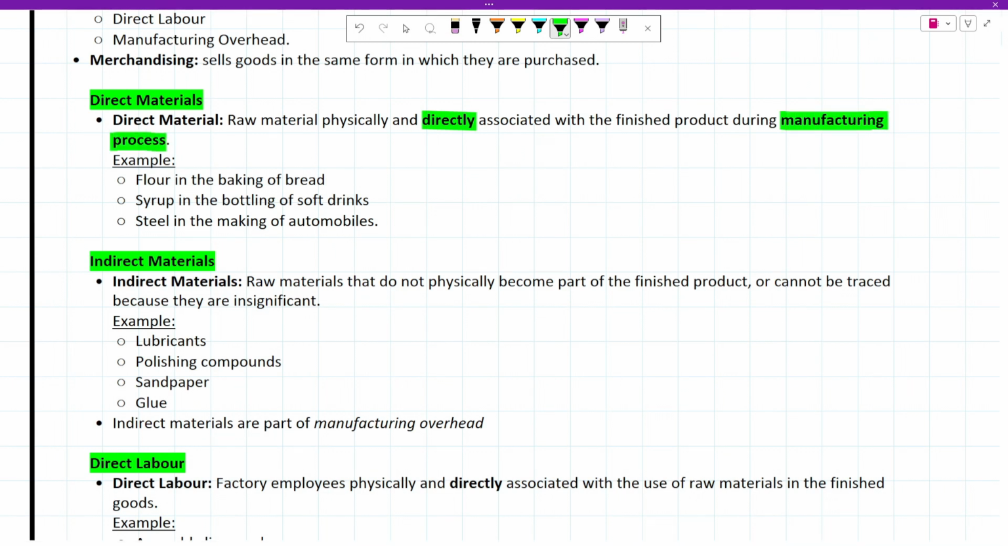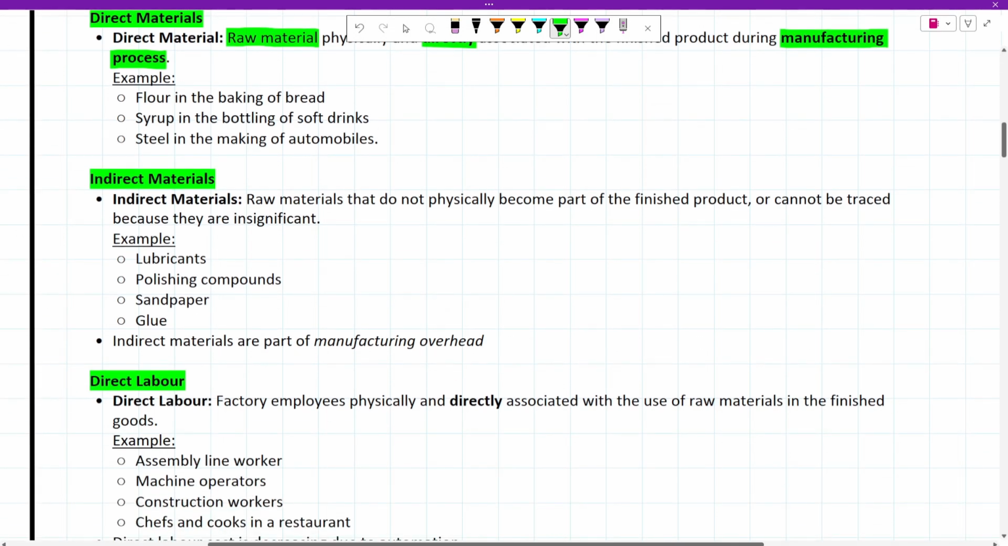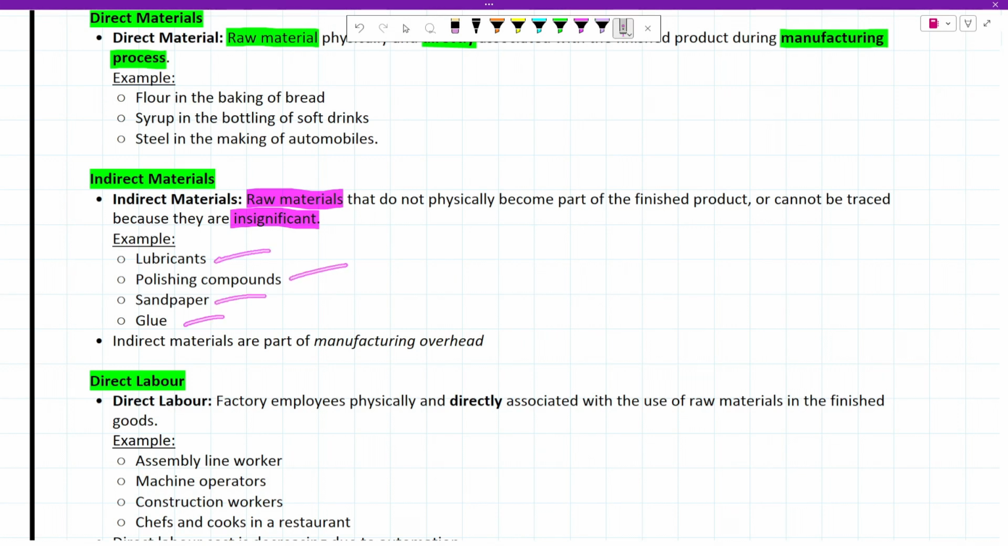Examples of this are the flour in the baking of bread, syrup in the bottling of soft drinks, and steel in the making of automobiles. So raw materials as well. Indirect materials are raw materials, I'll put this in pink, that do not physically become part of the finished product or cannot be traced because they are insignificant. Examples of this are lubricants, polishing compounds, sandpaper, and glue. And indirect materials are part of the manufacturing overhead.